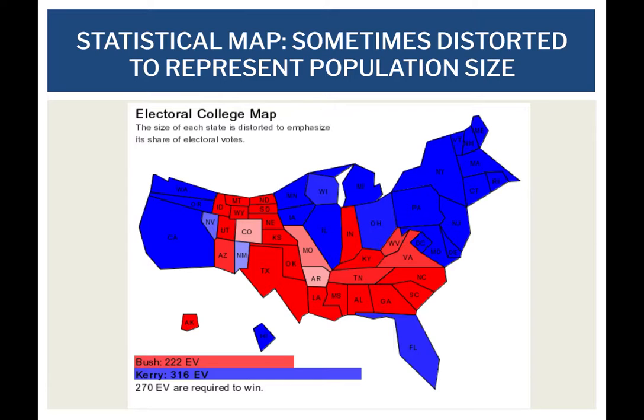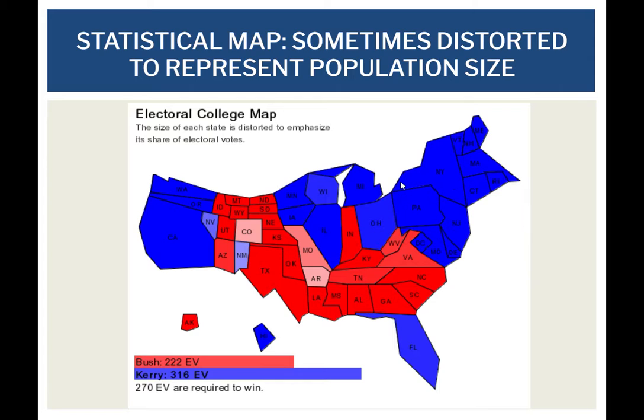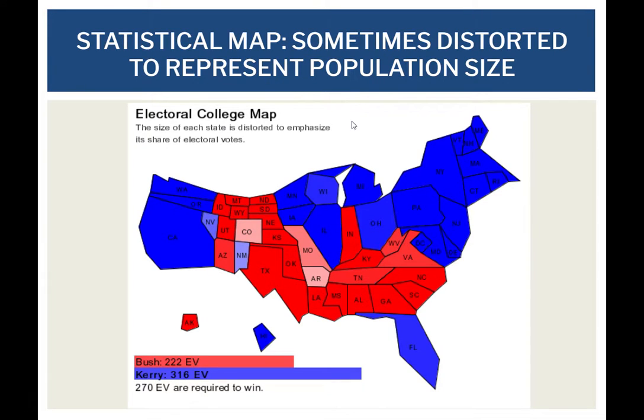Sometimes we distort our statistical maps to represent population size. So this map is showing us the electoral college map, and it's showing us how each state is either bigger or smaller based on its share of electoral college votes. Electoral college votes are based on population. And we know, if you've been following politics in the last few years, how important these electoral college votes are.